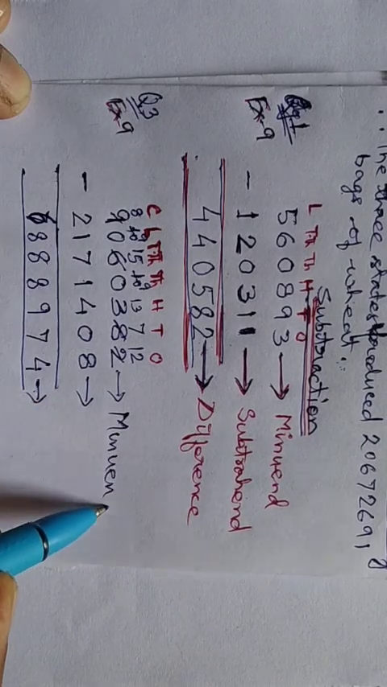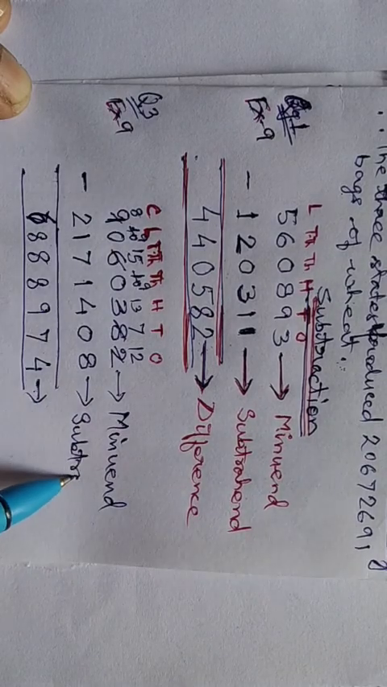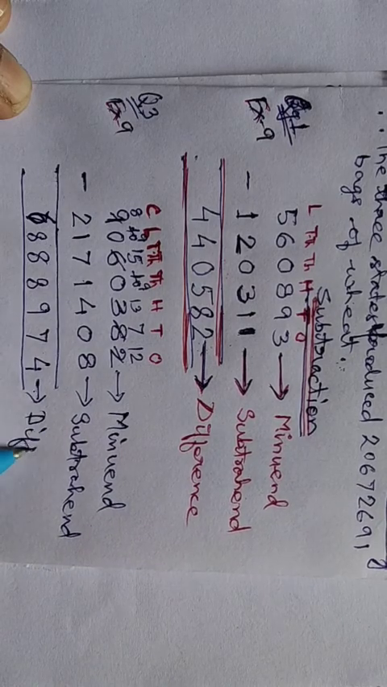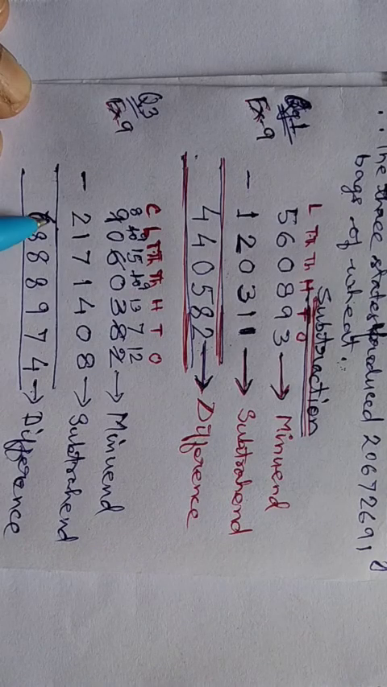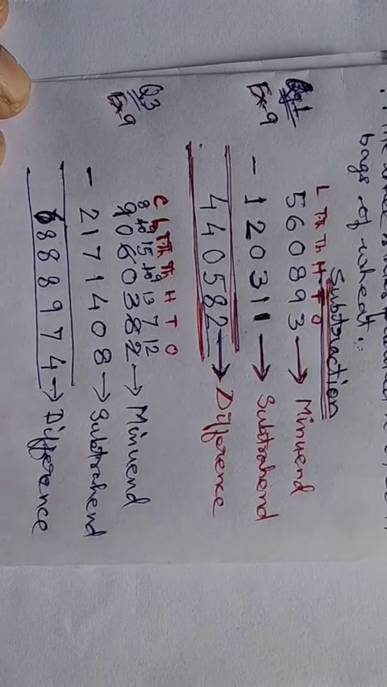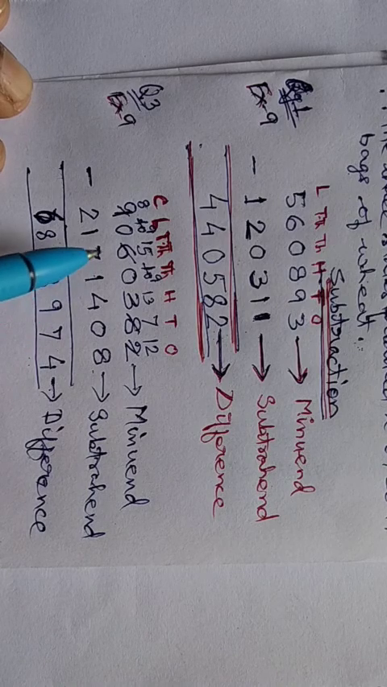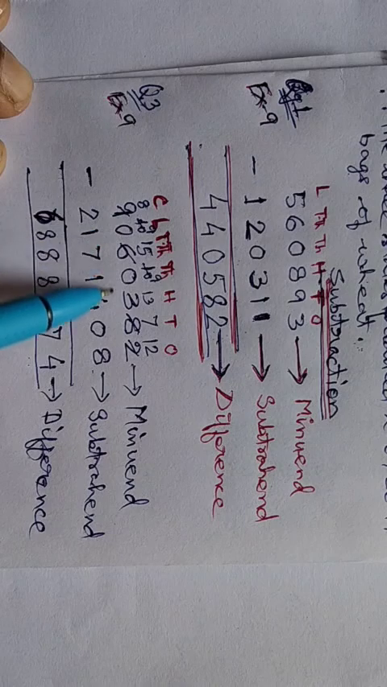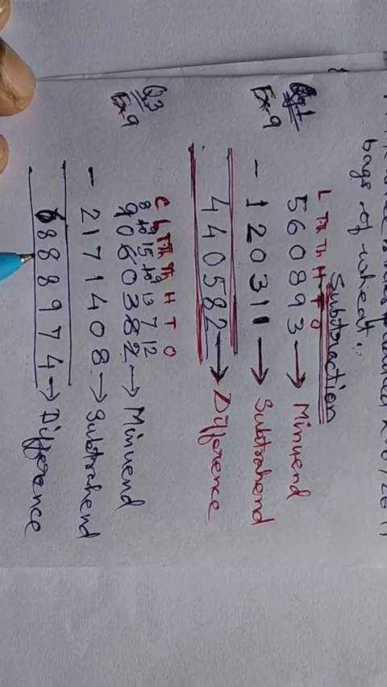Okay. And then subtrahend, children. Correct. And children, after that, difference. And children, how to check whether the difference is correct or wrong. So, children, what will you do? You will add subtrahend, this one, and difference. If after adding subtrahend and difference, you are getting this minuend, then, children, your difference is correct one. Okay, you can check like this.